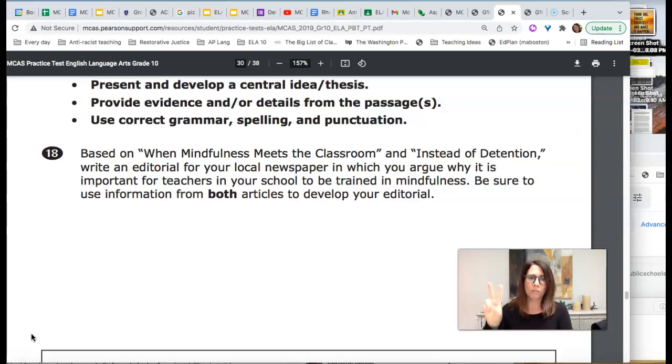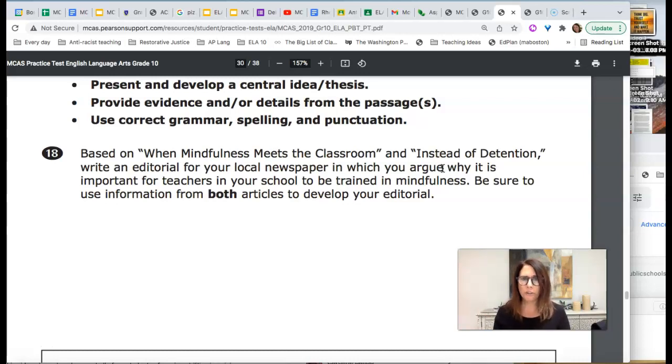So I know I'm writing for two articles. Let's say you had no idea what editorial was, and just skip it and just say, write something for your local newspaper in which you argue. So it's your opinion. So that's what an editorial is. It's your opinion on something. So they are not, and this is what's confusing, they are not giving you the opportunity to say that you do not think it is important for teachers to be trained. They're just saying in which you argue why it is important for teachers at your school to be trained.